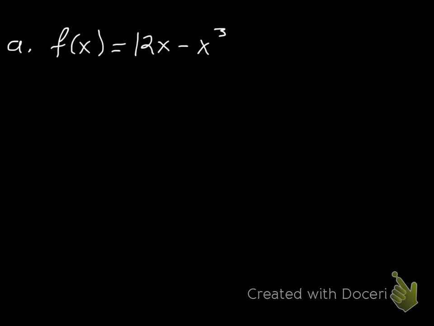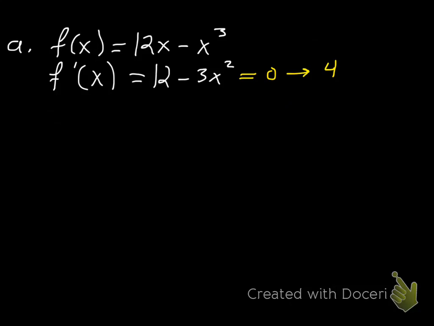Let's take a look at the first example. f(x) is equal to 12x minus x cubed. We're going to look for intervals of increasing, decreasing, and constant behavior, and also for any relative extrema, any relative mins or maxes. First thing, we take the derivative, 12 minus 3x squared, and set that equal to 0.